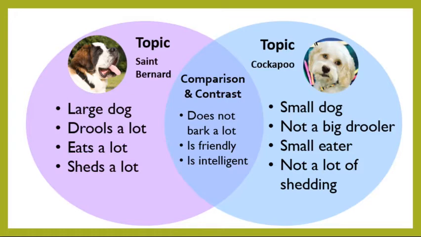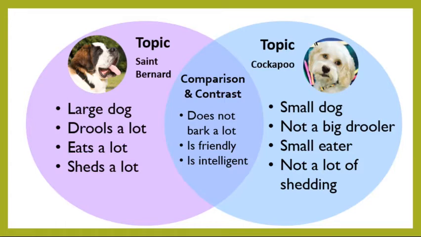So comparison, anong pinagkapareho ng Saint Bernard at Kakapu? Okay, so according to here, what they are alike is does not bark a lot, hindi masyadong tumatahol, is friendly o mabait, and is intelligent. Now, ibig sabihin, itong parehong asong to is hindi natahol, mapalakaibigan, at matalino. That is comparison. Ano yung pinagkapareho nila?